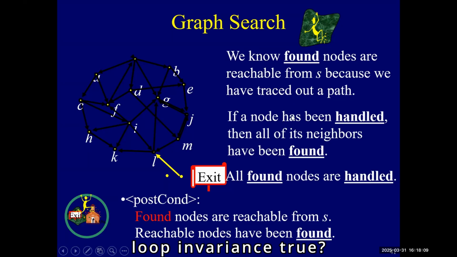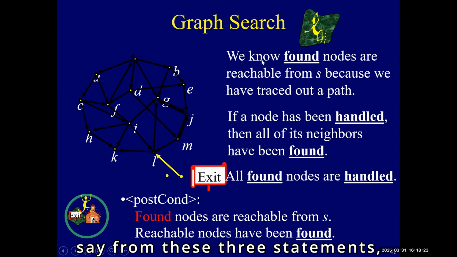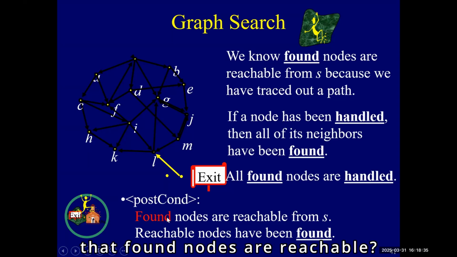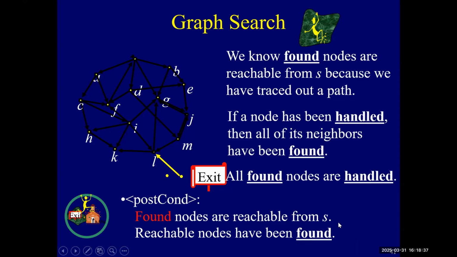Why do we know the loop invariant's true? It's because we've maintained it. Why do we know the exit condition's true? Because we exited, right? And so just using logic, which we're all experts at, right? We want to say from these three statements, we want to prove these statements, right? So the first question is, if you know this and you know this and you know this, how do you prove that found nodes are reachable?